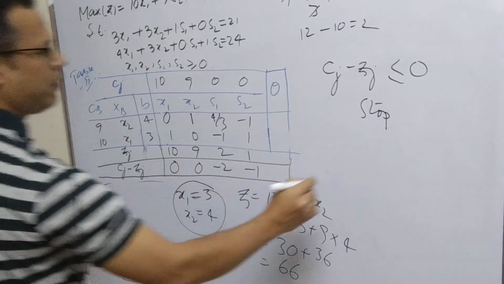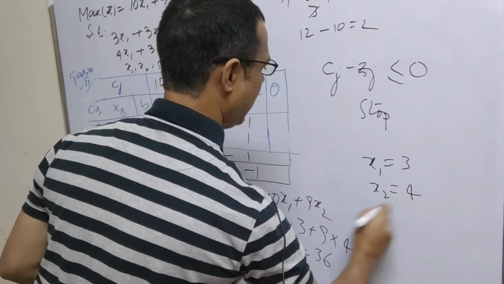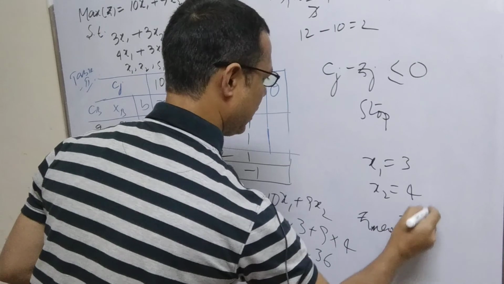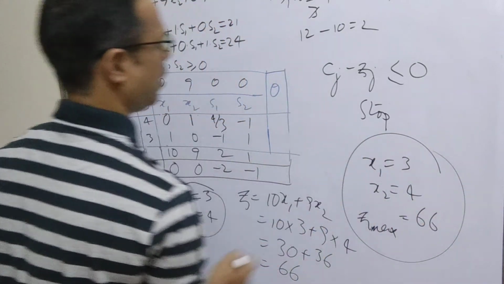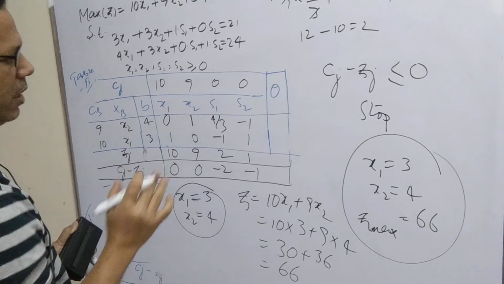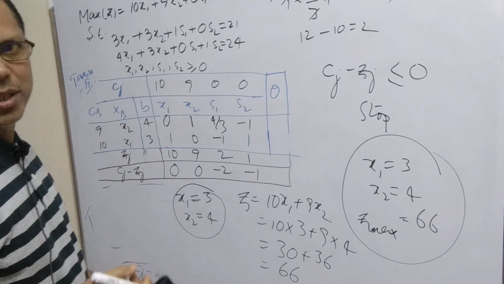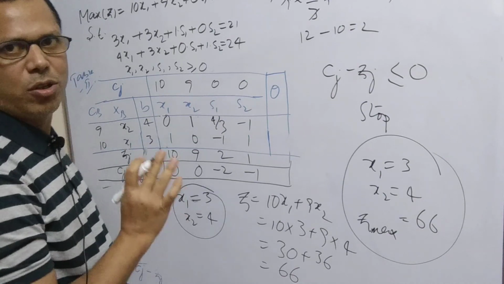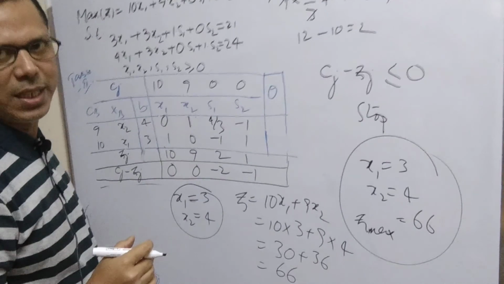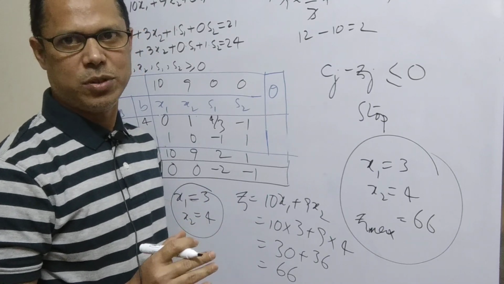So now we have got x1 is equal to 3, x2 is equal to 4, and the maximum value of z is 66. So this is our solution. I think it is a very simple way to remember and proceed step by step to get the solution. I think you all have got the procedure and understood how to proceed from the question to the procedure and get the result. I hope you all have got the steps and procedure. Okay, thank you very much.